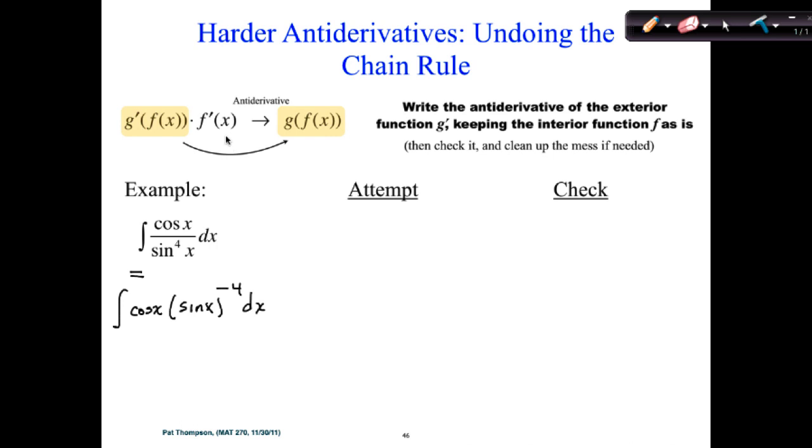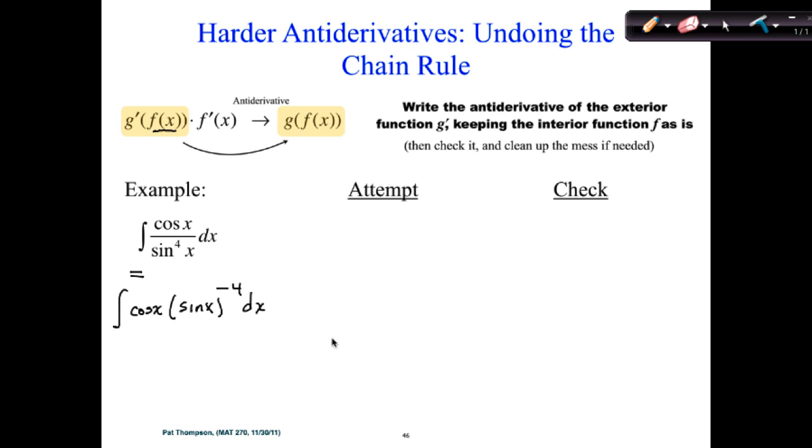Verify that the chain rule actually works, because by this, the derivative of your interior is the other factor. Verify that, and once you verify that, you're ready to start working on g of f. So what is g prime of f? Is it cosine or sine x to the minus 4th? Sine x to the minus 4th. And do we have the right condition here? Is cosine the derivative of sine? Yeah. So we're good for undoing the chain rule.